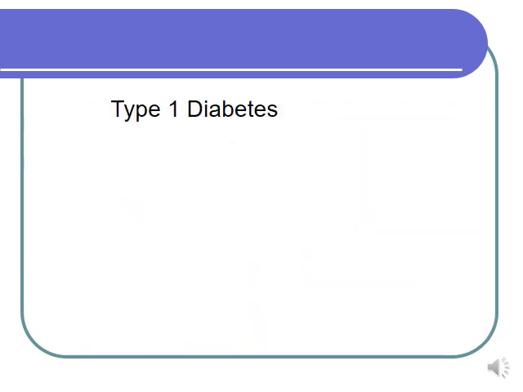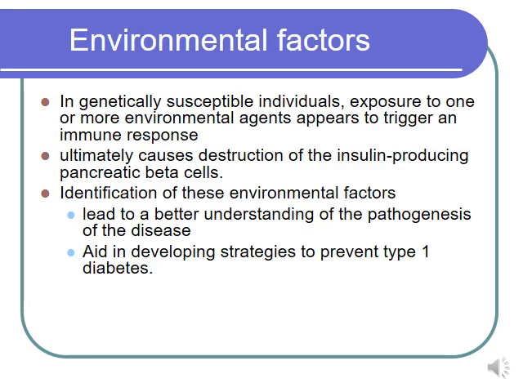So coming to type 1 diabetes, in a few slides we will see the risk factors, the pathogenesis and clinical features of type 1 diabetes. So what are the environmental factors you can see in type 1 diabetes? It's in genetically susceptible individuals. Exposure to one or more environmental agents appears to trigger an immune response, ultimately causing destruction of insulin producing pancreatic beta cells. So identification of these environmental factors is very important, so we can better understand the pathogenesis of the disease and also in developing strategies to prevent type 1 diabetes.